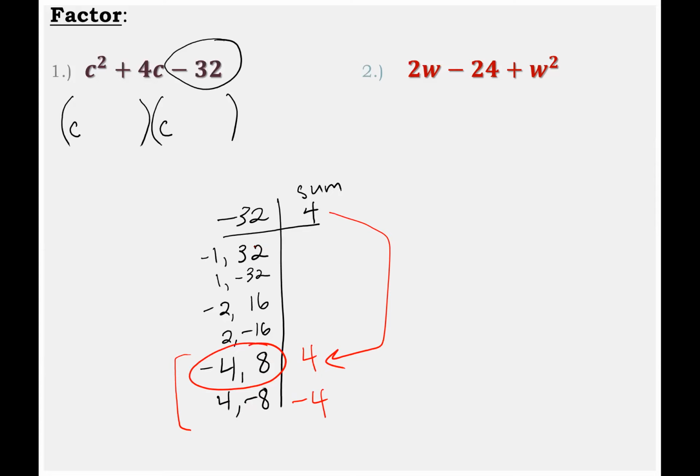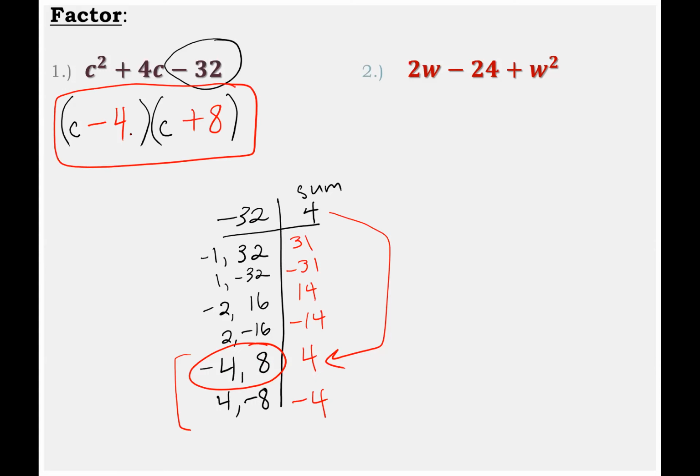So I don't necessarily need to check any of the others, but just to be thorough here, I will. If I find the sum of all the others, 2 plus -16 is -14. -2 plus 16 is 14. This is going to be -31. This one's +31. Okay, so the only combination that has not just a product of -32, but a sum of +4 was this one right here with the -4 and the +8. So that means I get to write c - 4 and c + 8 as my final answer.